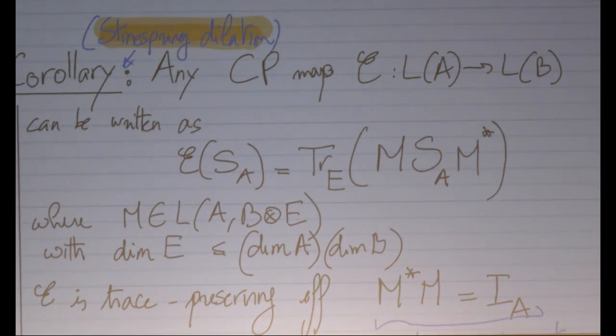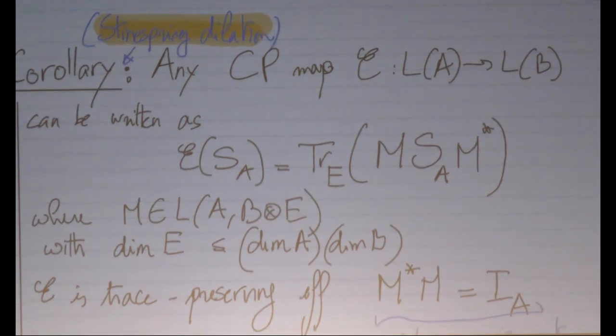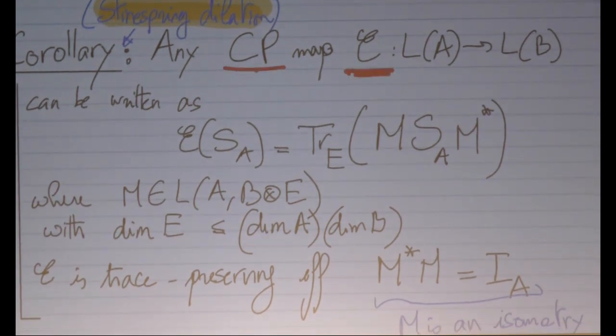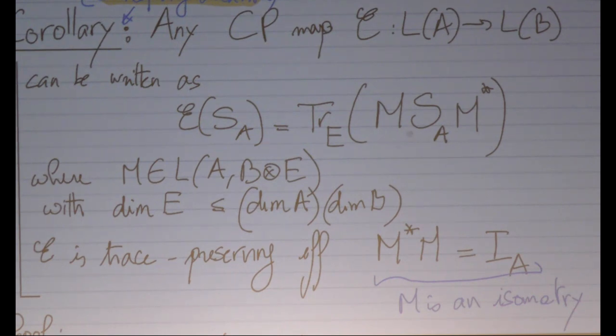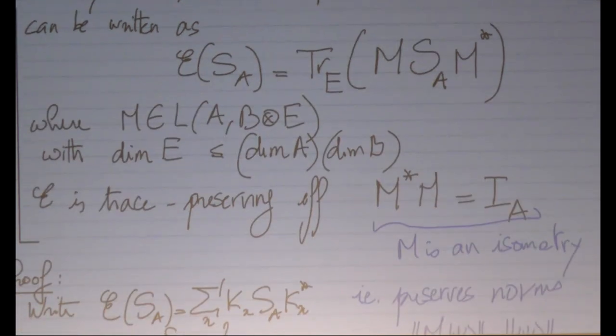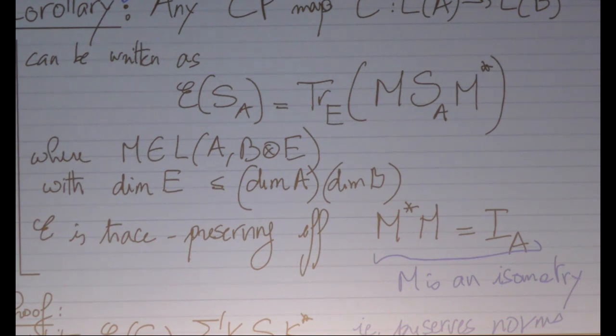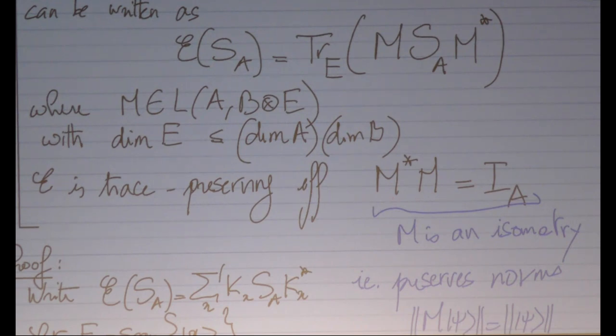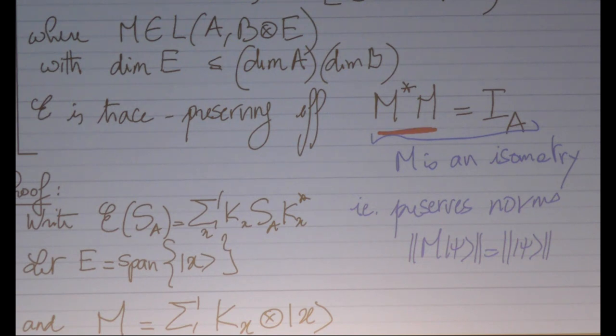Okay, so the third representation that is sometimes used is this Stinespring dilation. It says the following. If I take any completely positive map E, then I can write it as follows: I take my input, I sandwich it with an operator M, which maps it from A to not B directly, but B tensor some other Hilbert space. Then I don't need the extra space anymore, so I take a partial trace. In this case, E is trace preserving if and only if M is an isometry, so M star M is equal to identity. This condition is why it's called an isometry: it preserves norms. If I start with a psi with a given norm, then M times psi has the same norm.